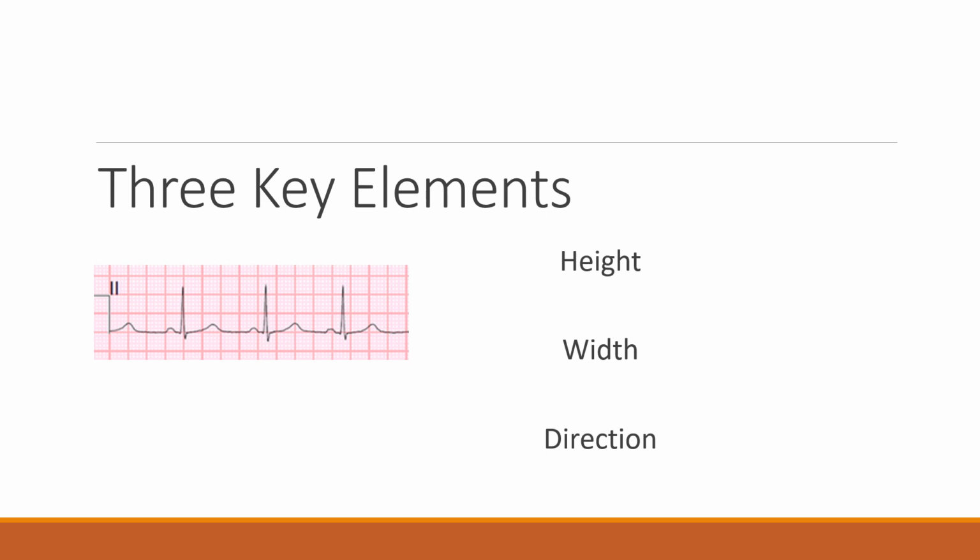And just so that we're all on the same page, when we're talking about height or the overall size of any waveform, whether it's the P wave, the QRS, the T wave, however big that waveform is, that indicates that the electrode or that lead was receiving more energy. So the bigger the waveform, the more energy. Now, that doesn't necessarily mean the heart is producing more energy.